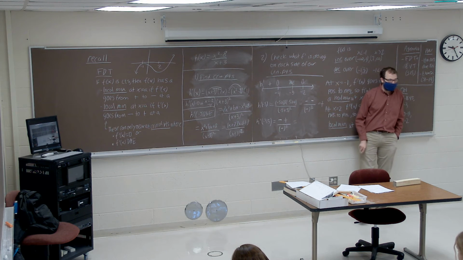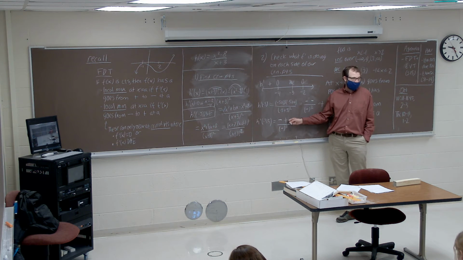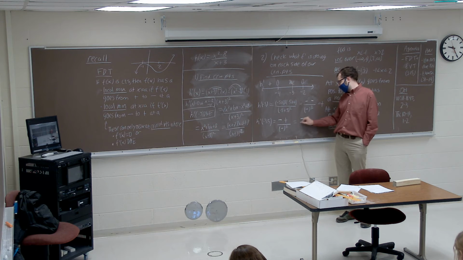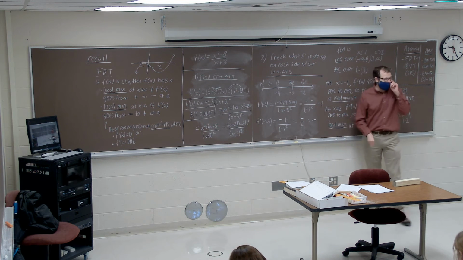And so is h prime of -3.5 going to come out to something negative or something positive here? Hayden? Negative. Yeah, we're going to get negative in our numerator, positive in our denominator. So this is going to come out to something negative overall.